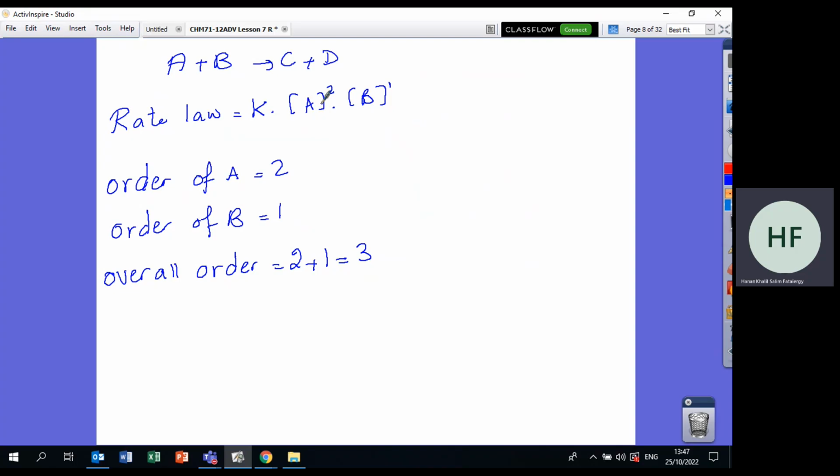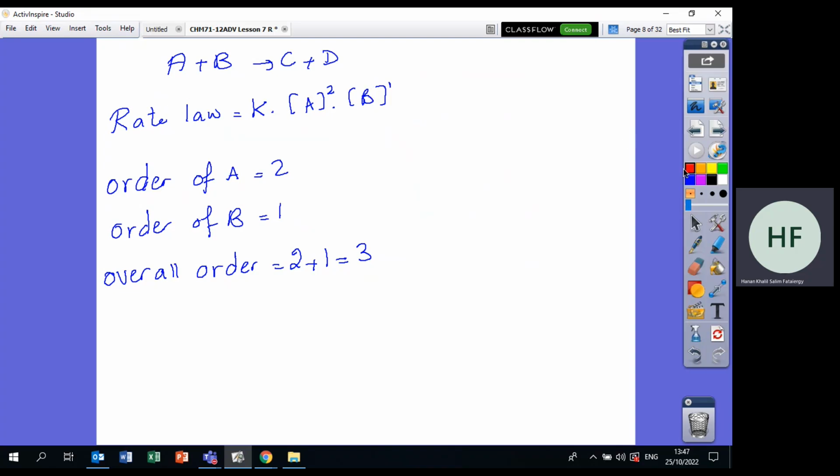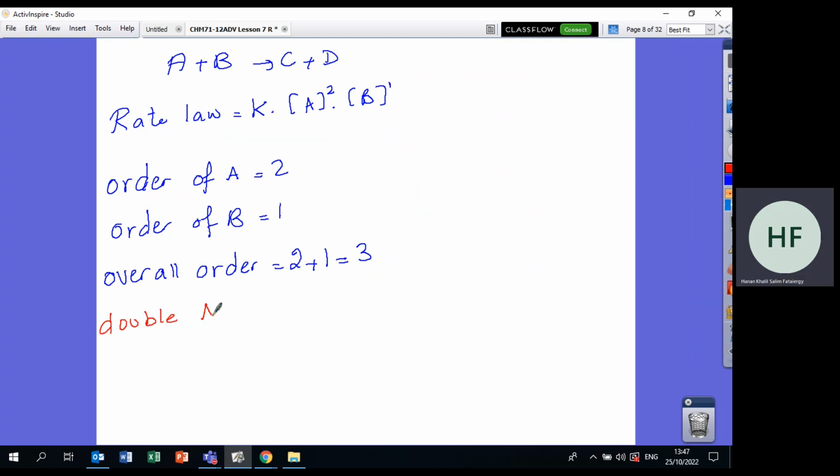Now, what happens when I increase the concentration of A? When I increase A, the rate should be faster. So what happens when I increase B? When I increase B also, the rate will be faster. Now, how many times faster will the rate become? For example, if I double the concentration of A, what happens to the rate?